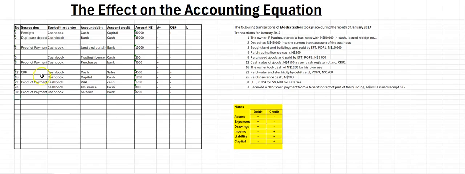Okay, then we have the 31st. Received debit card payment from a tenant for rent of part of the building, receipt number 2. So receipt used, cash book is our book of entry. What did we receive? Our assets increased, so our bank increased on the debit side. And what did we get? We got rent. So rent income is increasing on our credit side. That is our income here. Okay, and how much was that? $500. And again, our assets are increasing and our owner's equity is increasing.